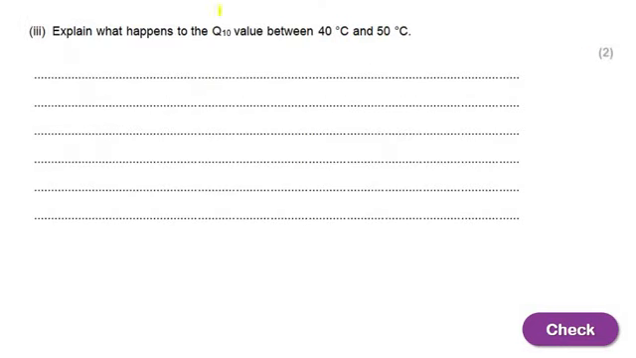And the final question is, explain what happens to Q10 between 40 and 50 degrees. So again, you will need to calculate the Q10 and then explain what is happening to the rate of reaction. Is it increasing? Is it decreasing? And explain why. What is happening to the enzyme?